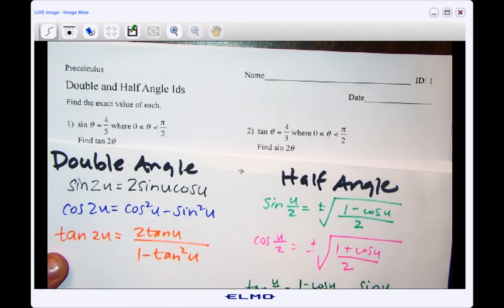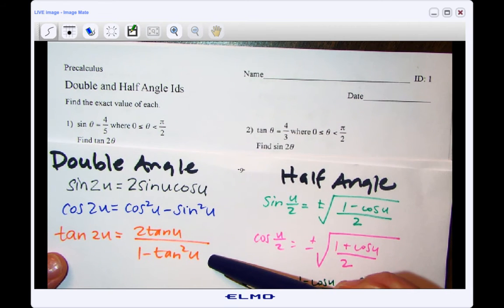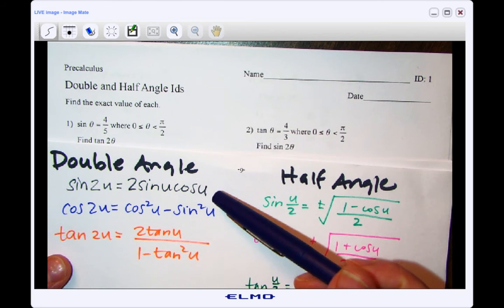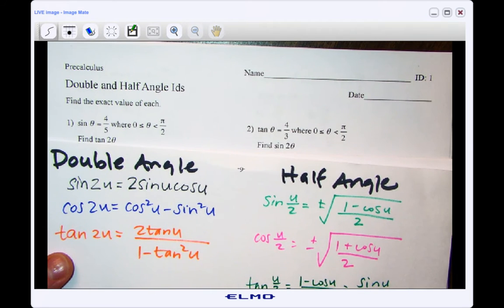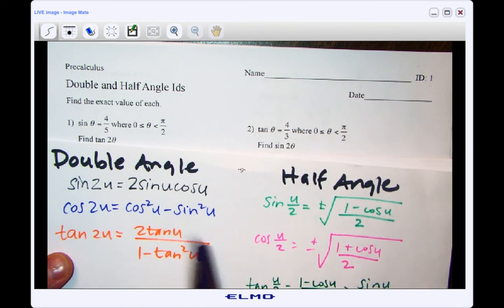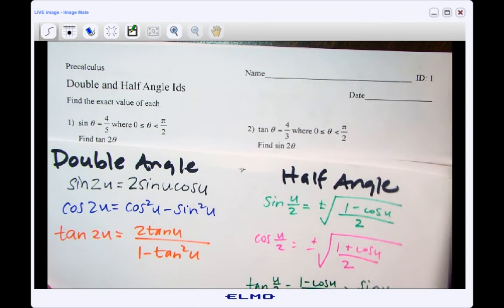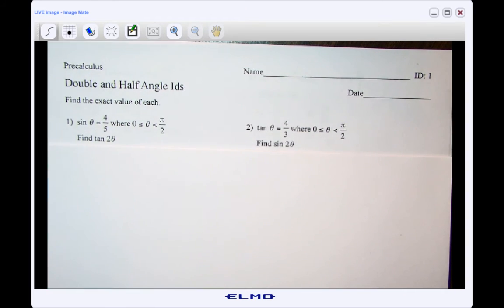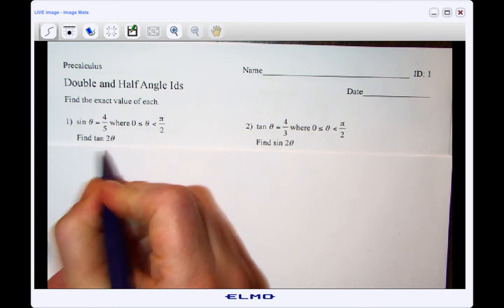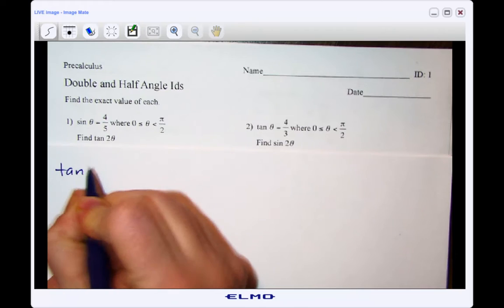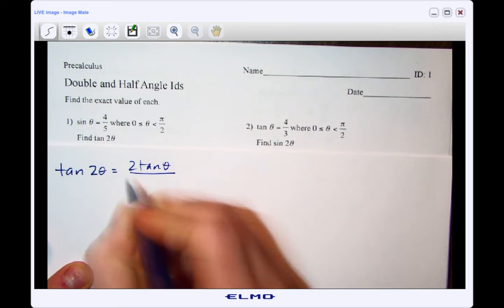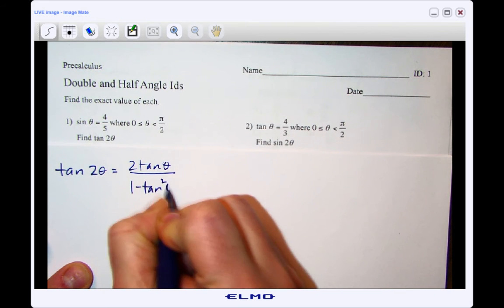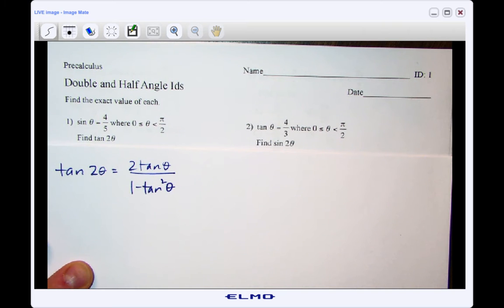So if you remember, these were our double angle formulas. We can get to these formulas from our sum and difference ones. If you just know your sum and difference ones and you stick in u plus u instead of u plus v, you can get to these formulas, as you saw in the other videos. The first one we're interested in is this one because we're talking about tangent. We're looking for tan 2 theta, so tan 2 theta is equal to 2 tan theta over 1 minus tan squared theta. That's just our double angle formula.